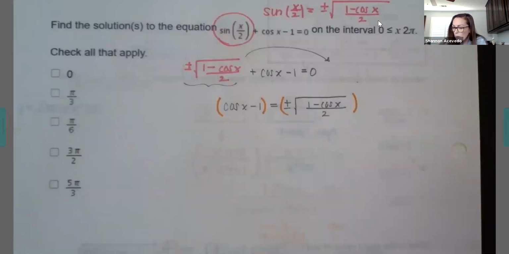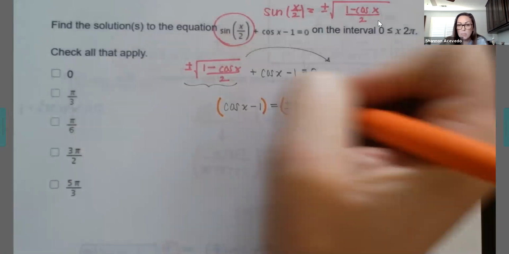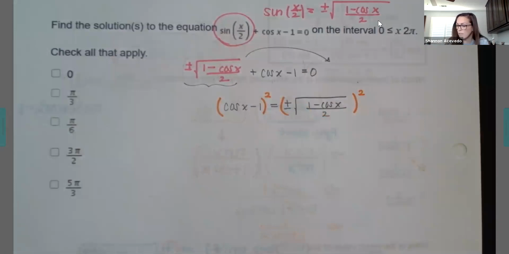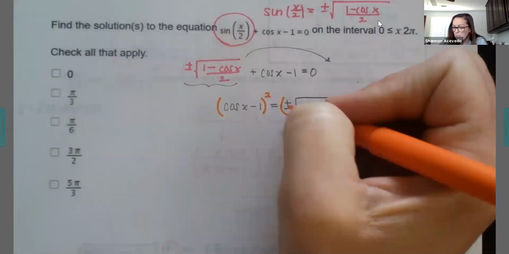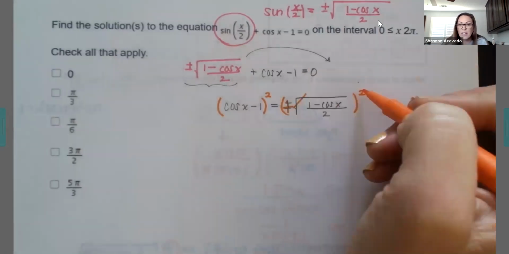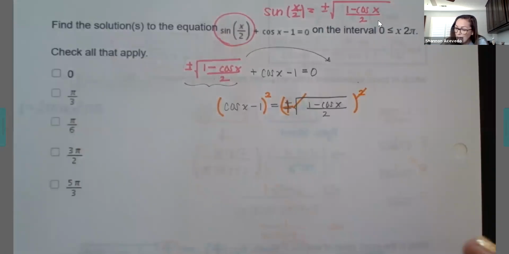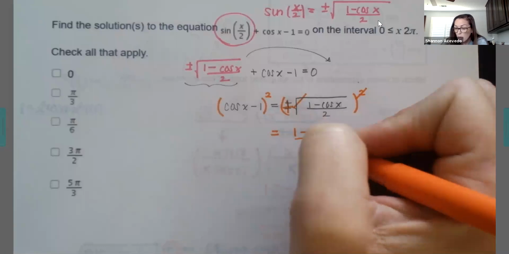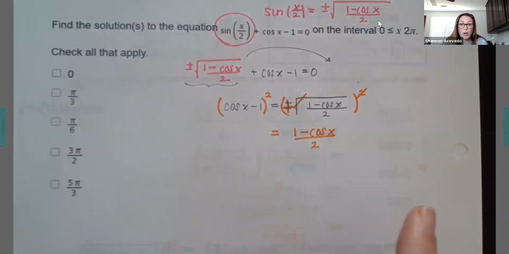And when I square each side, when I square this, this plus or minus squared has to be a positive because a negative squared is still a positive. So this is going to become a positive, and my square root and squared cancel out. And I have now just 1 minus cosine of x all over 2, which looks way easier to work with.